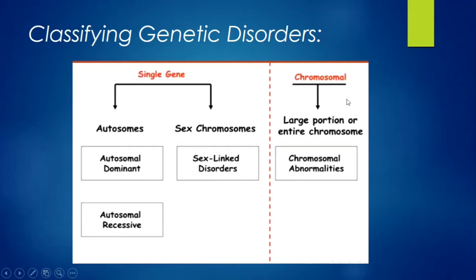Talking about the second type, which is chromosomal disorders, in these types of disorders, there is a mutation in a large portion or an entire chromosome. These are divided into two types of disorders. These can be due to the numerical differences in chromosomes, or these can be present due to mutation in the structural component of the chromosome. So basically these are divided into two types.